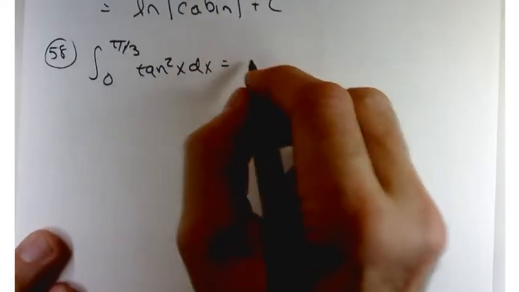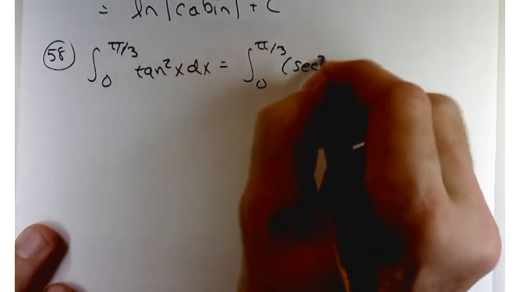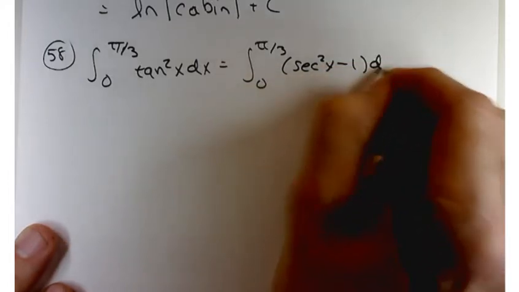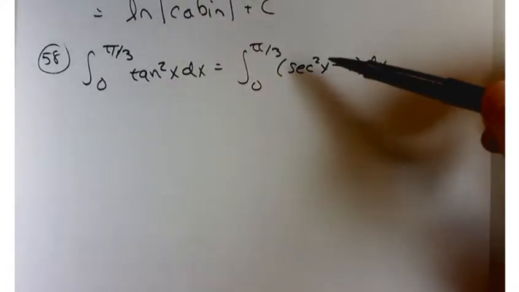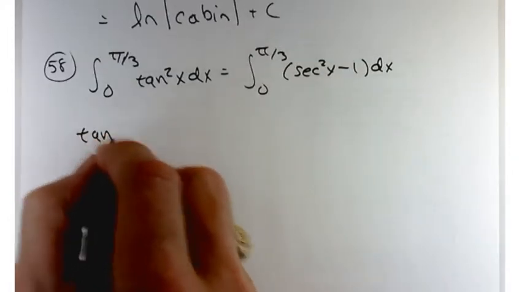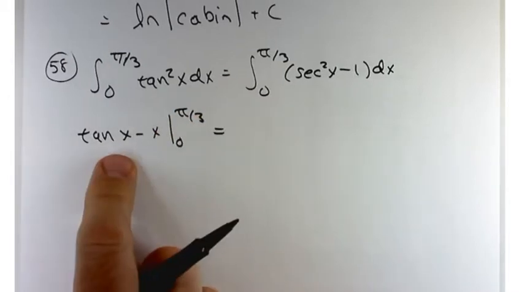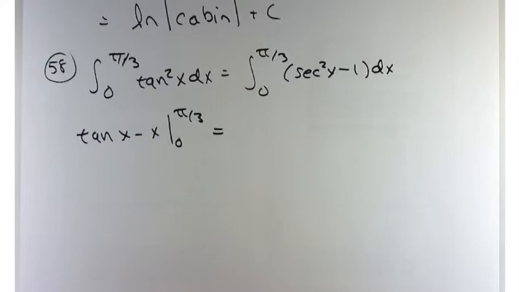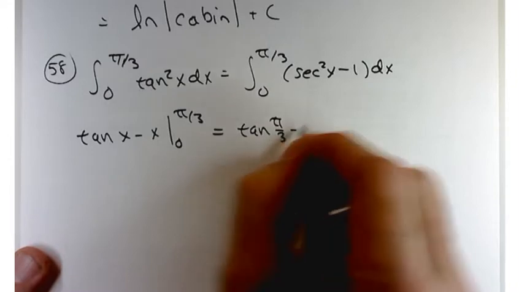Brilliant. Let's change this to secant squared minus 1. How does that help us out? Well, it helps us out wonderfully because we know the antiderivative for both of these. What do you differentiate to get secant squared? Tangent. What do you differentiate to get 1? x. Wow, isn't that cool? Tangent of x minus x between 0 and pi over 3. At 0, both of these functions disappear, so it's just a matter of, okay, I need the tangent of pi over 3 minus pi over 3.